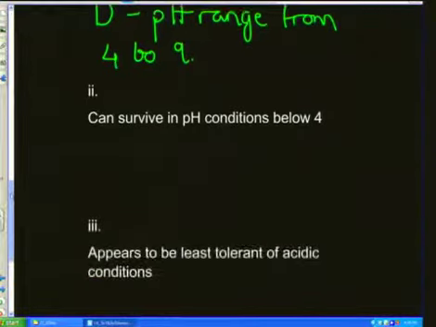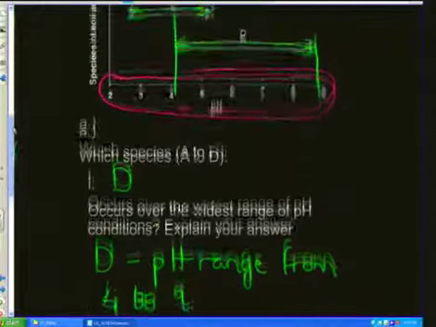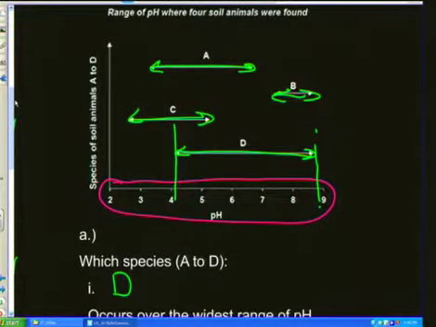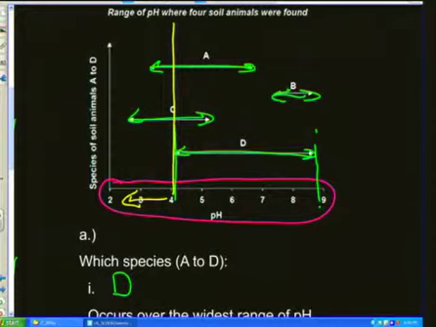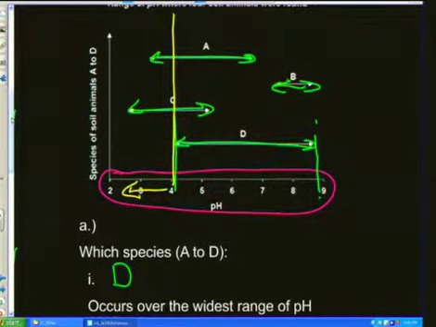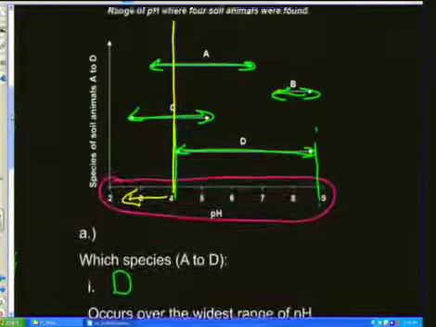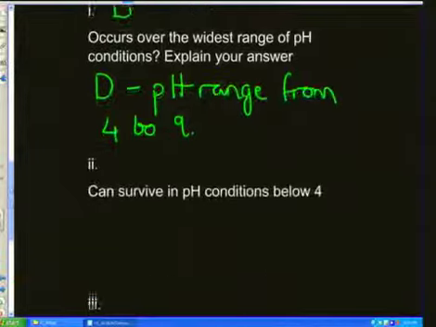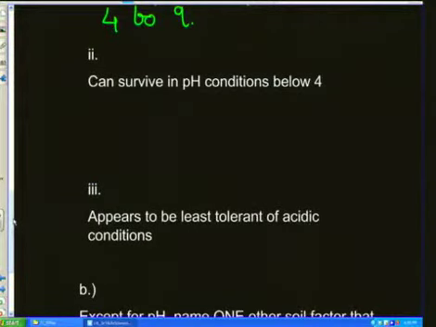Can survive in pH conditions below 4. Okay, so we have a look. pH conditions below 4, that is anything down this side. So what do we have? pH condition, ooh, we've got 2. Okay, which one is more likely? More likely, I would say, is C, because most of the arrow is below 4, but it could possibly be A. So if you want to say, you can say A, oh my goodness, A and C.